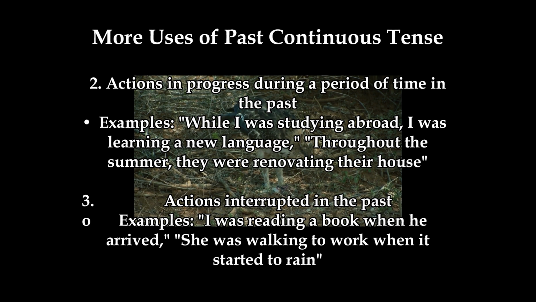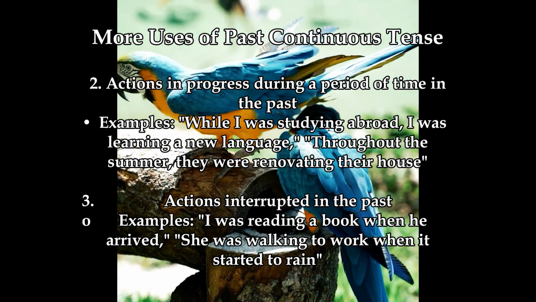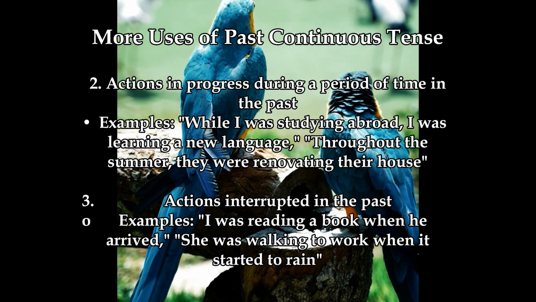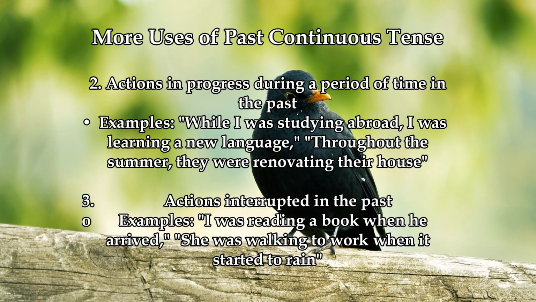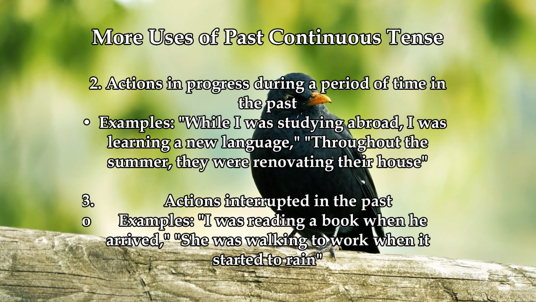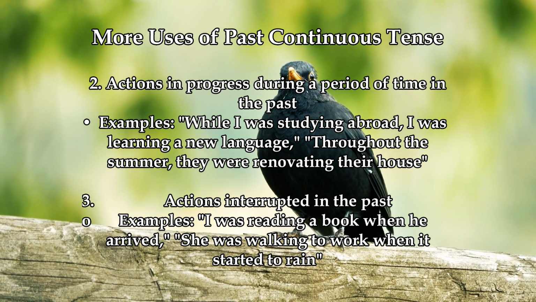2. Actions that were in progress during a period of time in the past. While I was studying abroad, I was learning a new language. Throughout the summer, they were renovating their house. 3. Actions that were interrupted in the past. I was reading a book when he arrived. She was walking to work when it started to rain.